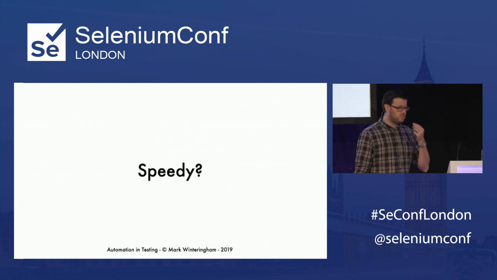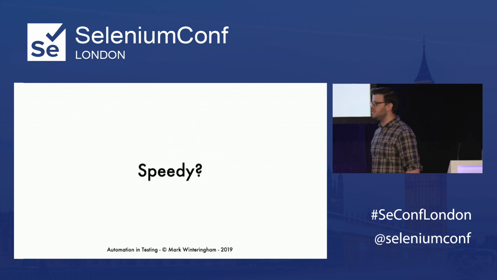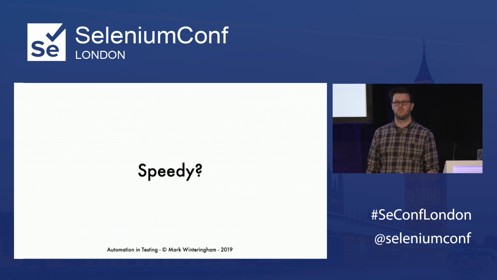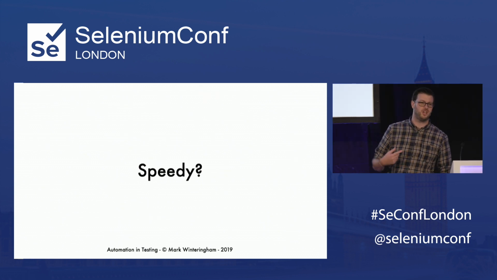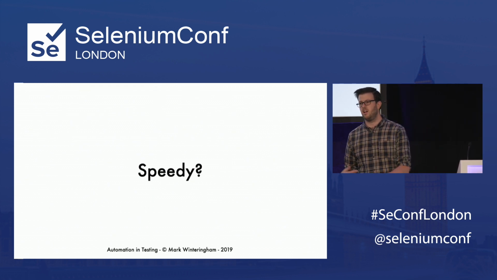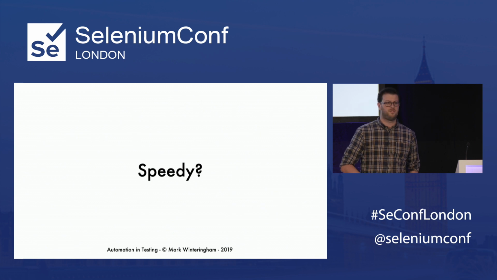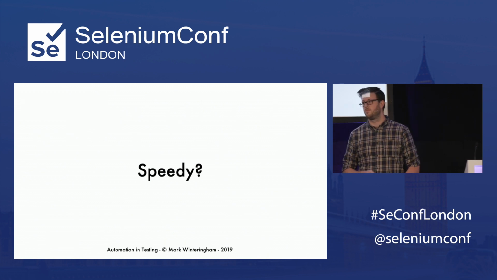And then there's finally speedy. Now, speedy is an interesting one because, again, when we talk about speed, we tend to talk about it in the context of how fast our checks run. Should we parallelize them? Should we throw more resources at them? But speed really should factor in the whole cycle.